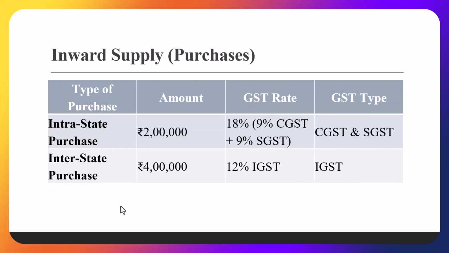Now inward supply. So we know that he has purchased something from outside, something from inside. So within the state, 2 lakhs, where he has to pay 18% GST, and it will be split into CGST and SGST, 9% each. Then he has purchased certain things from outside the state for which he is going to pay 12% IGST.